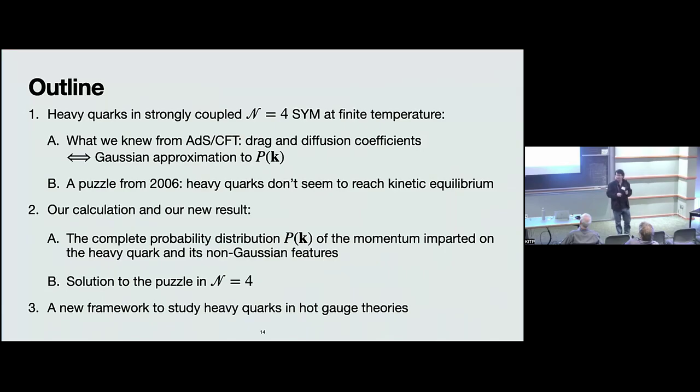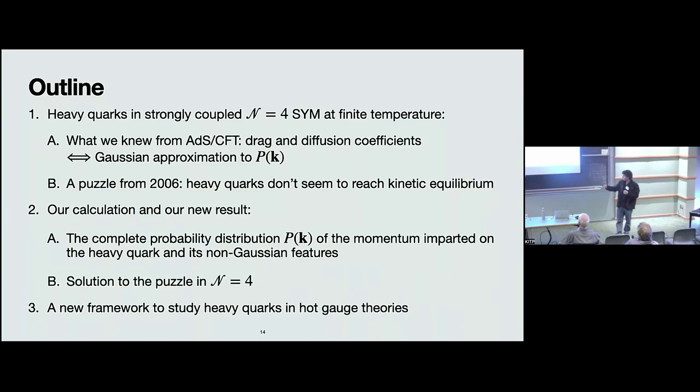I'll spend the first half of the talk telling you what had been done almost 20 years ago now, studying heavy quarks in this strongly coupled N equals 4 plasma. These calculations, because it's strongly coupled N equals 4, mostly go through holography. So I'm going to show you the holographic setup that people use to do these calculations, and I'm going to tell you what the conclusion was back in 2006. Not everything added up back in the day, in the sense that heavy quarks didn't seem to be able to reach kinetic equilibrium by just being kicked around randomly through the plasma. And I'm going to tell you how and why that happens.